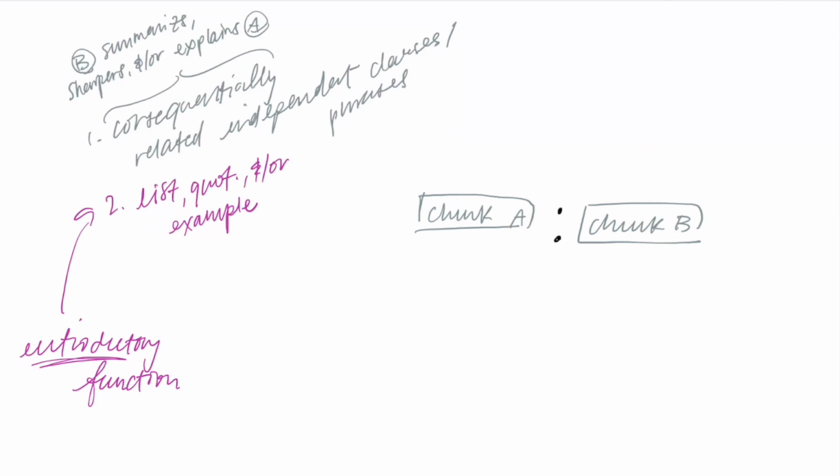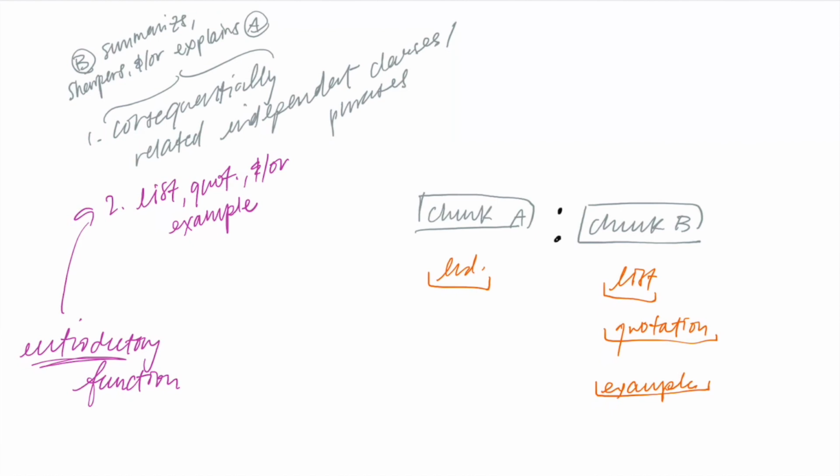Now we can get to the second introductory function of the colon, which is that it can introduce a list or a quotation or an example. Chunk A is usually an independent clause. It has to be, and then we put a colon, and then we have any kind of thing that's fleshing it out. So again, the colon is allowing chunk A to introduce whatever comes right after it.